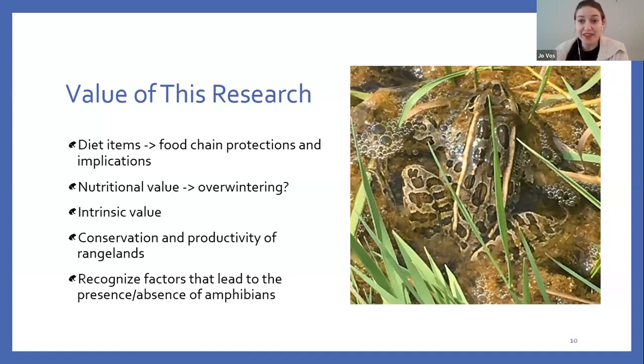And so there is the value in that. If you conserve your land specifically focusing on amphibians, most other things will follow, and you'll have a really productive area that is valuable for years to come. As well as recognizing the factors that lead to the presence or absence of amphibians on an area. So whether, if diet isn't a factor, if everything is all great and wonderful, what is affecting these amphibians?